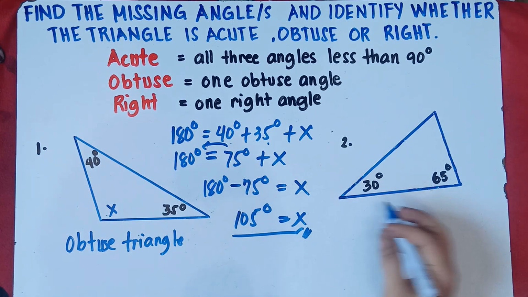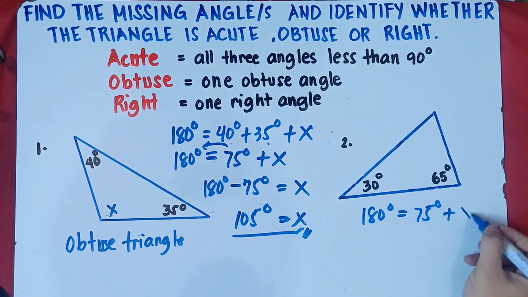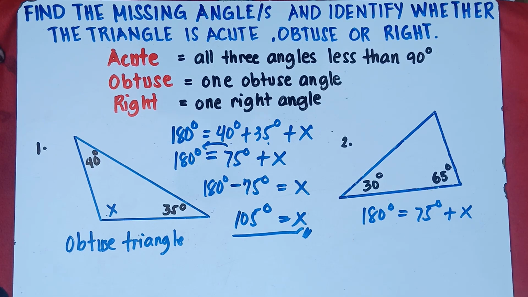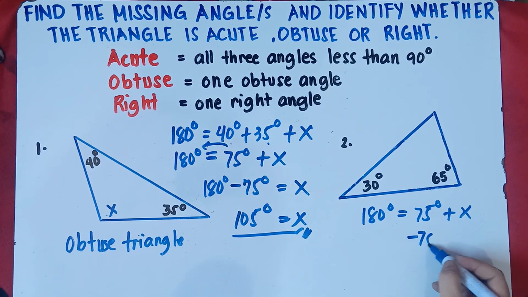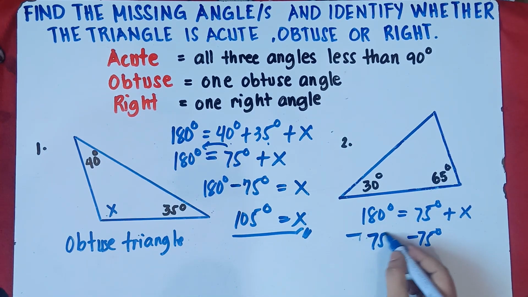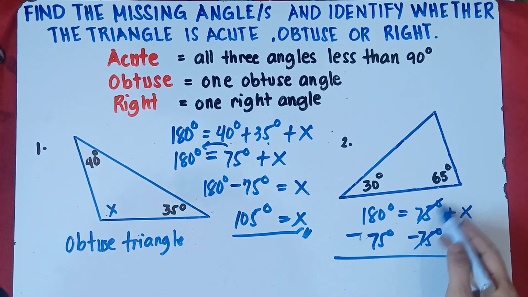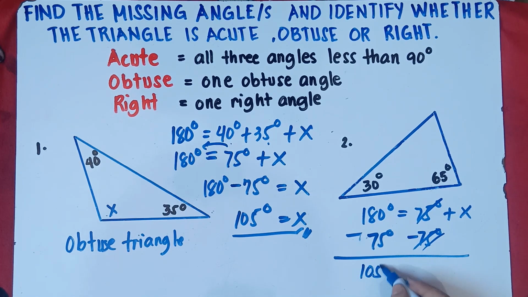Or the other solution, class, because many of the students will commit mistakes in this one. They're so confused with these properties of equality. You can simply subtract both sides by 75 degrees so that you can cancel this out. This is what we call the subtraction property of equality. Subtract both sides by 75 degrees. Cancel this out. 180 minus 75 degrees, that would be 105 degrees. Then copy x. Same answer, class.